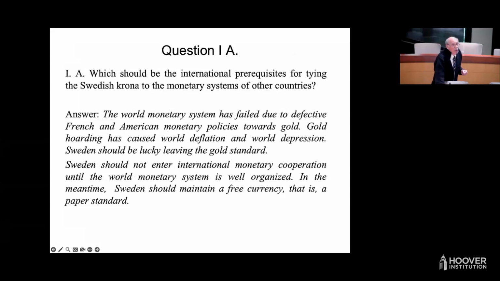And the first question is, which should be the international prerequisites for tying the Swedish krona to the monetary systems of other countries? And the conclusion was, Sweden should not enter international cooperation until the world monetary system is well organized. In the meantime, Sweden should maintain a free currency, that is a paper standard.